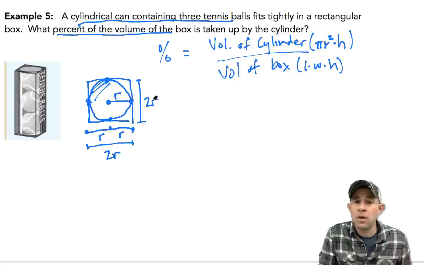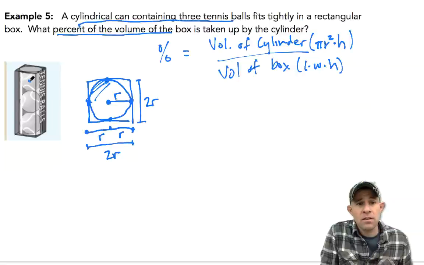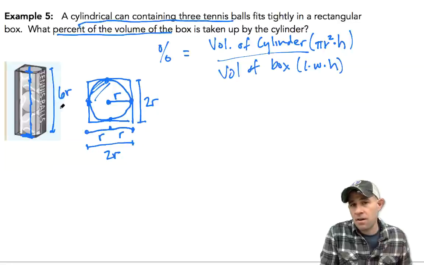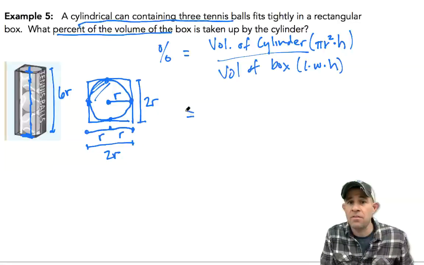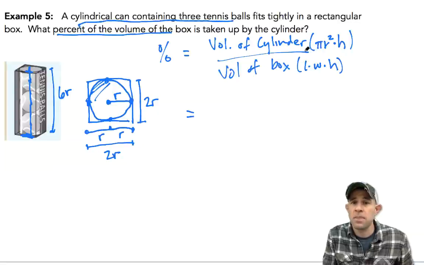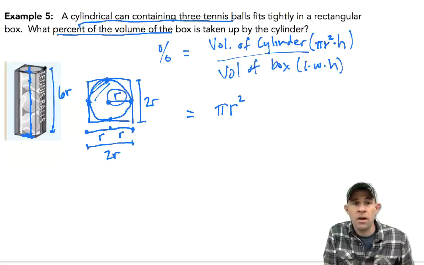Now, if we take a look at the height of this box here, each one of these tennis balls has a height of 2r, which means if it goes from the bottom of the box to the top of the box, then the height of this box is 6r. Okay, now we have enough information to find the volume of both the cylinder and the box. So let's start with the volume of our cylinder. Pi times our radius, which we're just saying is r, times the height. Well, the height here of our cylinder is 6r.